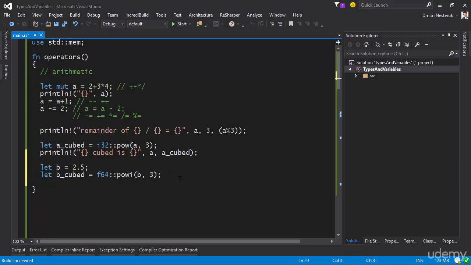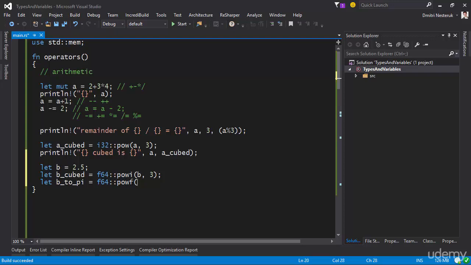Now, if I want to take B to the power of pi, for example, I would do it like this. So I would use F64, but here I would use powf. F stands for floating point. So the power is not going to be a whole number, and you have to build this as e to the power of log with the base x and the value of y. That's how they calculate power in the computer, actually.